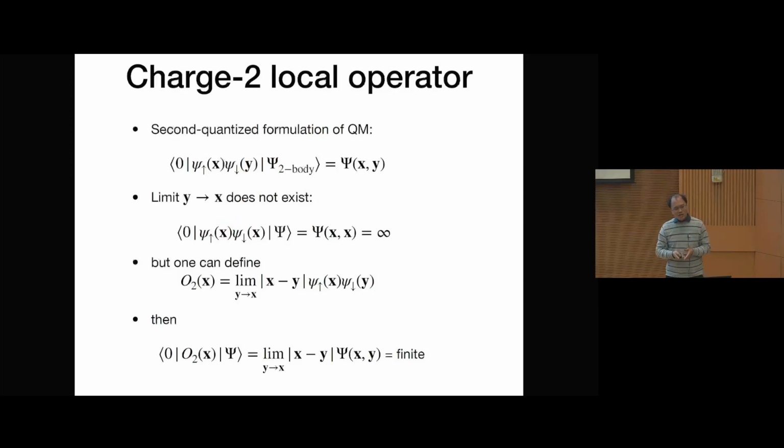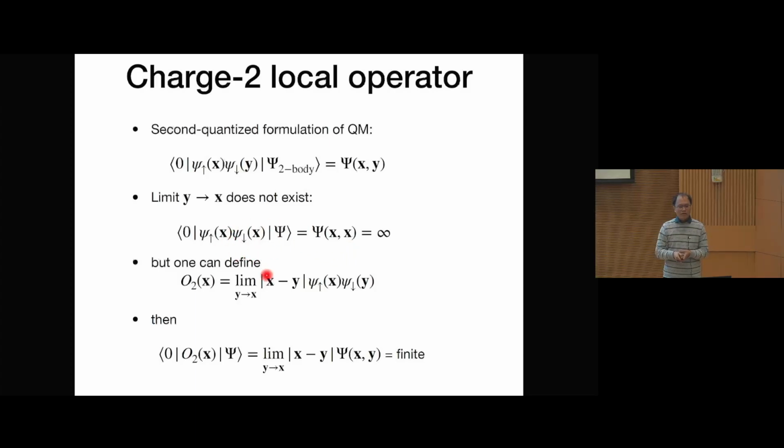Now, this operator is problematic in our theory because if we look at its matrix elements, the matrix elements measure the wave function at coinciding points. The coordinates of the spin-up and spin-down particles coincide. But we have just defined the Hilbert space of our quantum mechanics to consist of only the wave functions that are singular, as 1 over x minus y in this limit. So this operator doesn't exist.